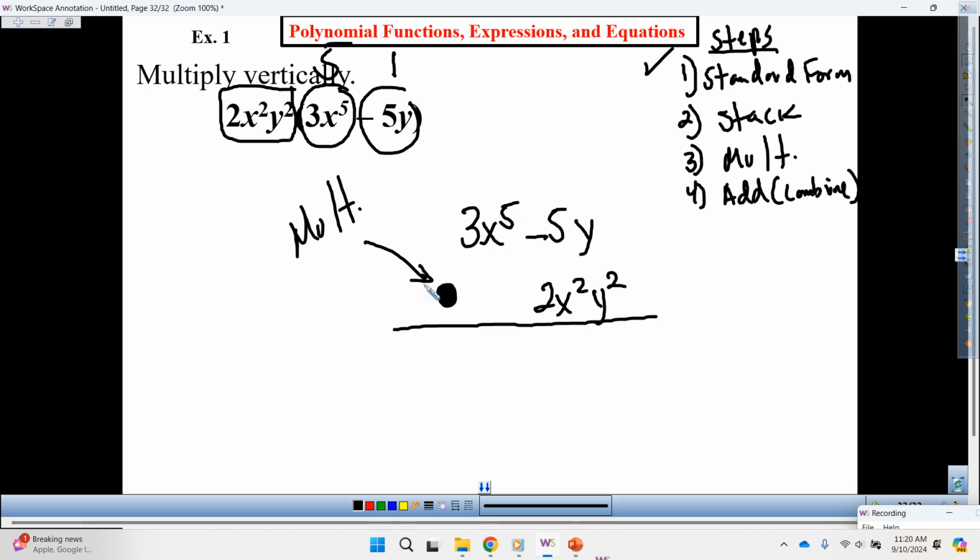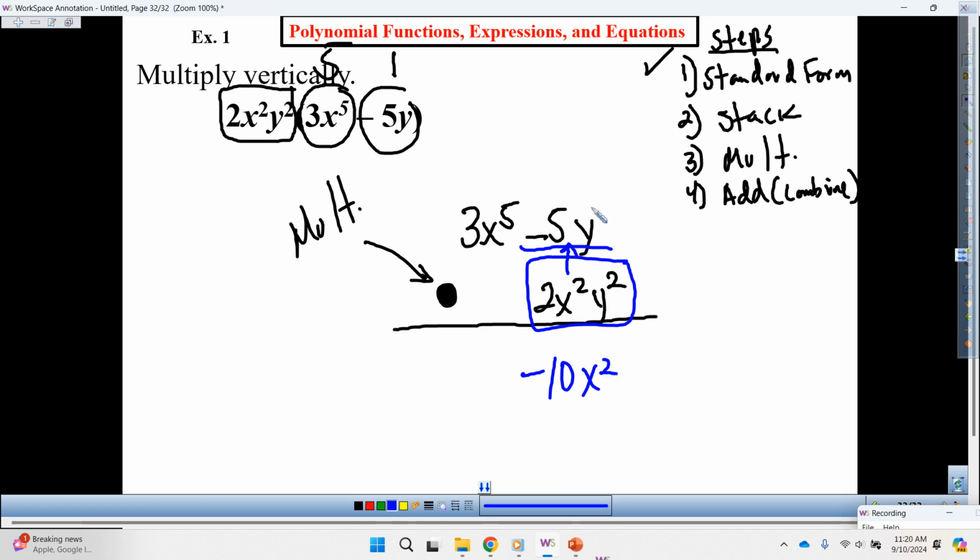We good? All right, here we go. Let's do this one together. 2x squared y squared times this one. So, numbers times numbers. What is 2 times negative 5? Negative 10. X squared times nothing, x squared.